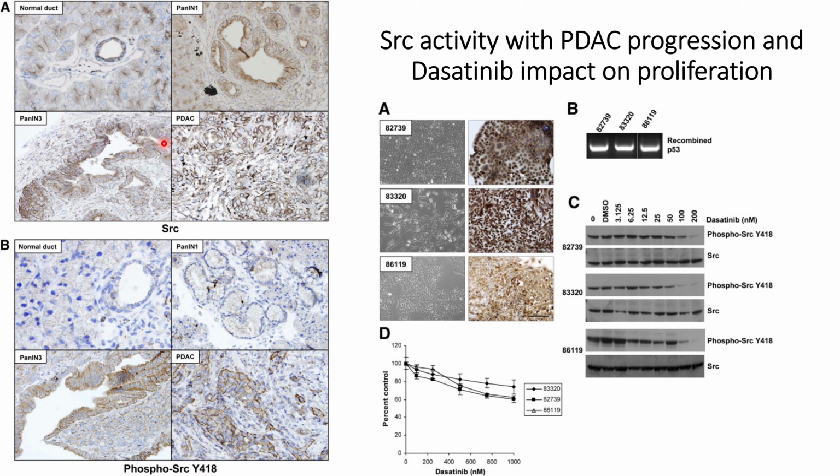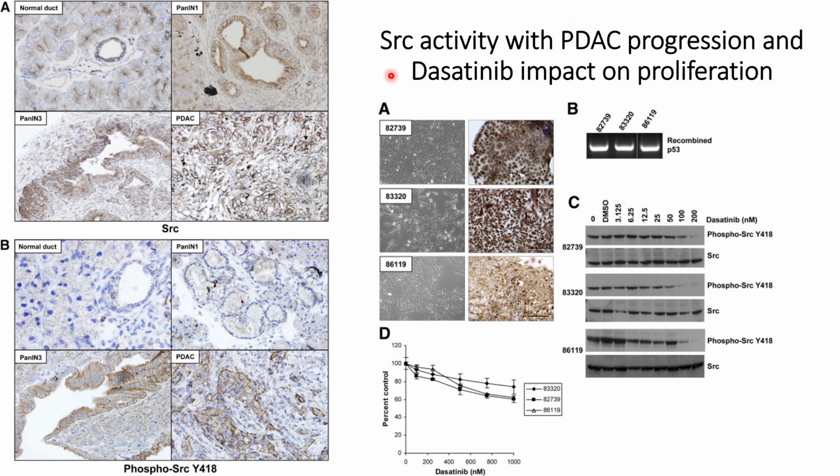What they found is that with the progression of PDAC, they see increased staining or increased signals for SRC, indicating that as the pancreatic cancer progresses, SRC activity increases. For the activated SRC, in the normal duct they see none, or a very minimal amount of signal. But with pancreatic cancer progression, they see an increase in the signals for activated SRC, indicating that PDAC progression has a direct link with SRC activity.